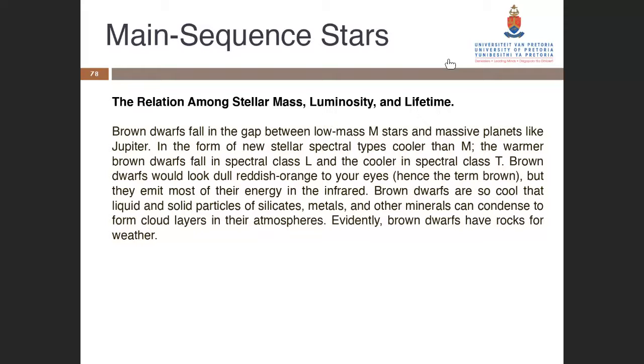Brown dwarfs would look dull reddish-orange to your eyes, hence the term brown, but they emit most of their energy in infrared, meaning heat. Brown dwarfs are so cool that liquid and solid particles of silicates, metals, and other minerals can condense to form cloud layers in their atmospheres. Evidently, brown dwarfs have rocks for weather.